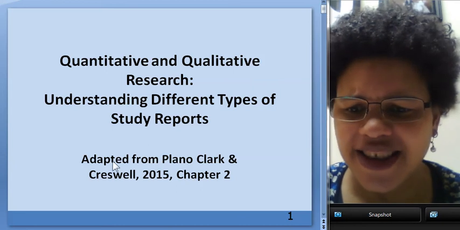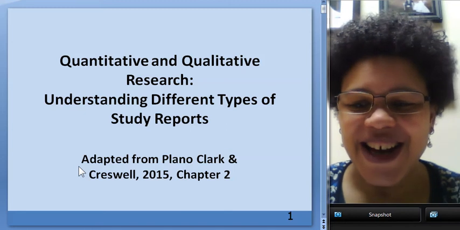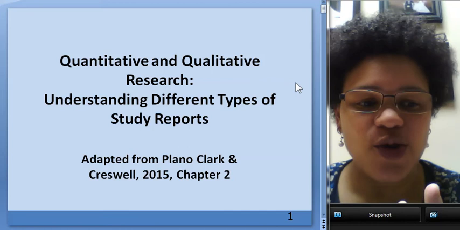And I did not write this using APA style. I need to fix that for future lessons. Okay, that was slide 1. And let's go on to slide 2.